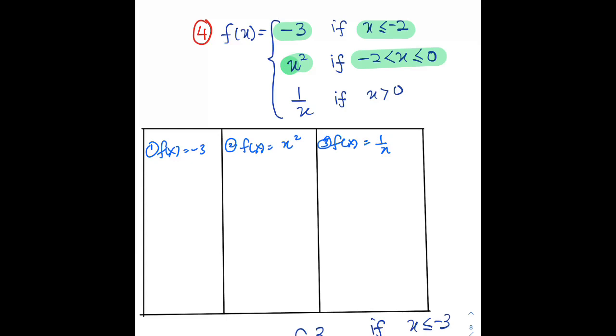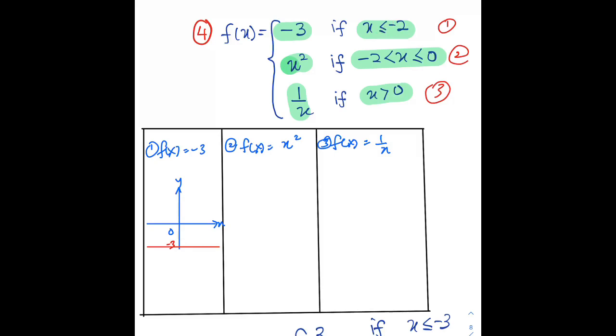Next, let's see the next function. The third one is 1 over x. This is a reciprocal function when your x is more than 0. So let's rename these equations number 1, 2, and also 3. Now let's look at them one by one. See the first equation, this is a constant function. So the shape of the graph is f(x) equal to minus 3. What do we want? We want less than or equal to minus 2.